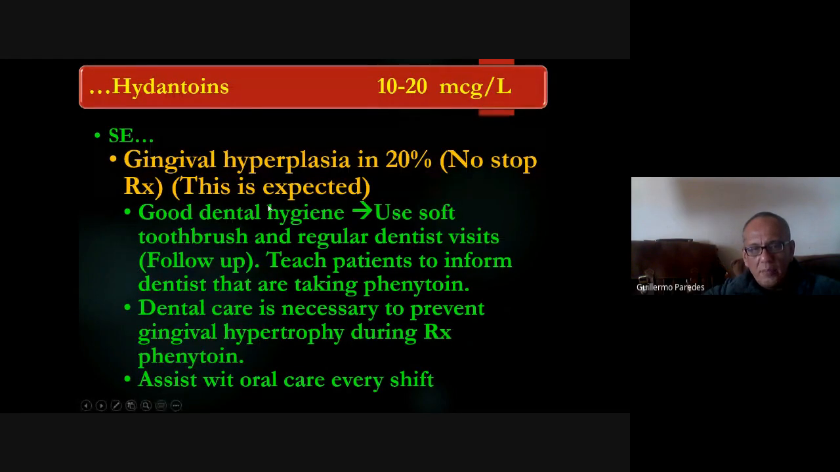Another thing, gingival hyperplasia. This is actually expected. Gingival hyperplasia means an overgrowth of the gums. It's going to get swollen, even bleeding, but that is expected. So you don't need to call the physician for this. Everything that is expected, you don't need to call the healthcare provider. So we promote oral hygiene. You need to teach the patient that when they have dental work, they need to tell the dentist that they're taking phenytoin or hydantoin.